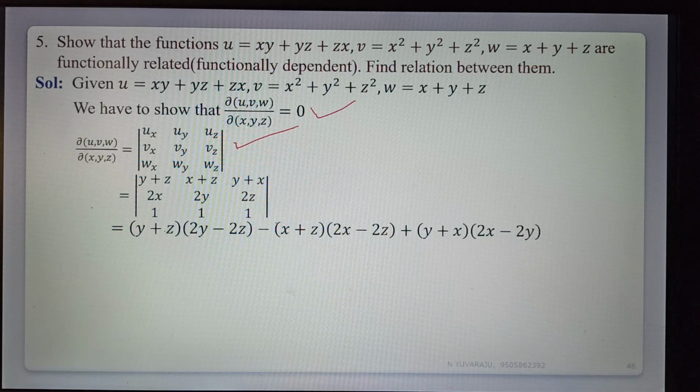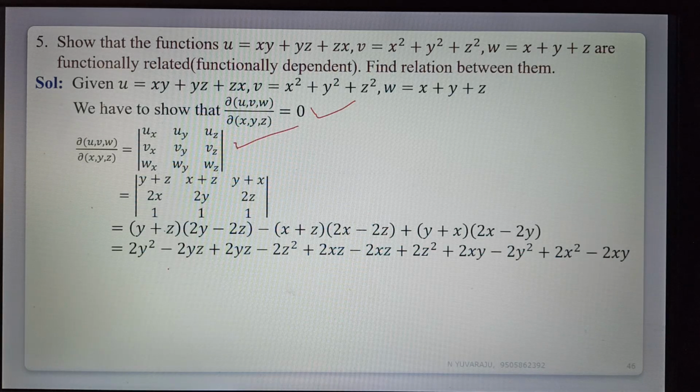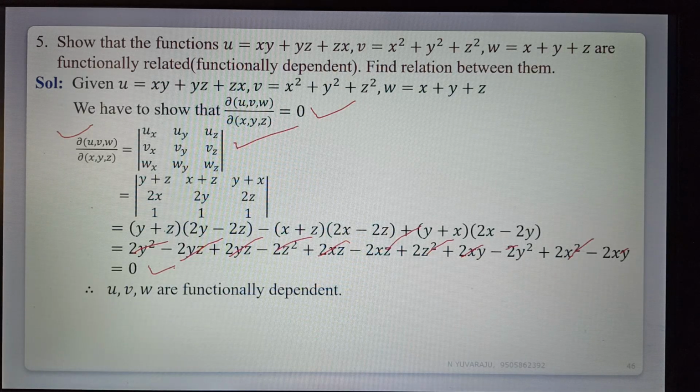y plus z into 2y minus 2z, minus x plus z into 2x minus 2z, plus y plus x into 2x minus 2y. All are multiplication and adding and substituting. All terms cancel, that is equal to 0. So its Jacobian is 0. Therefore the given functions u, v, w are functionally dependent. So now we have to find the relation between u, v, w.